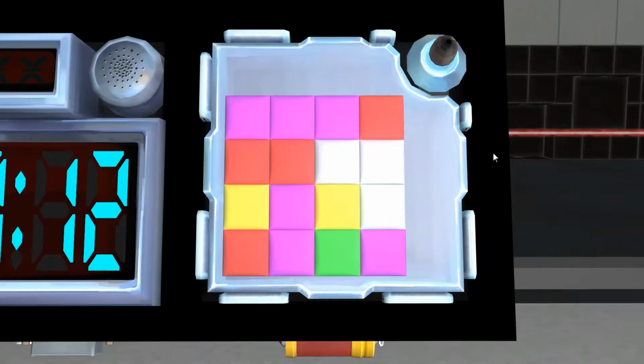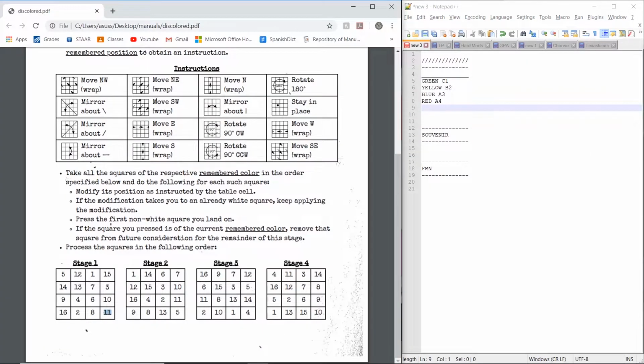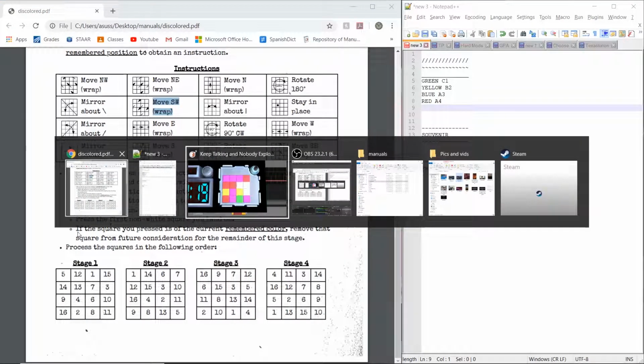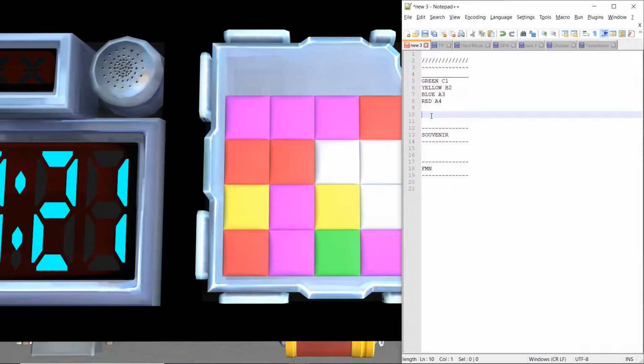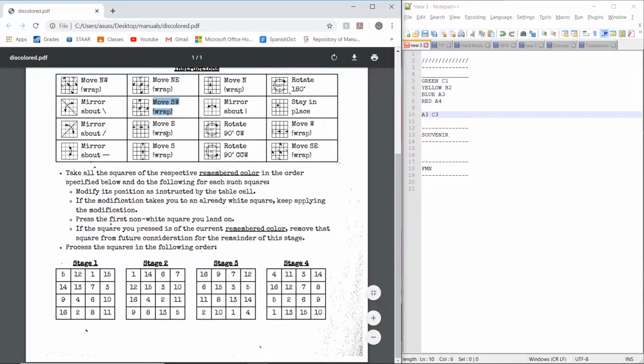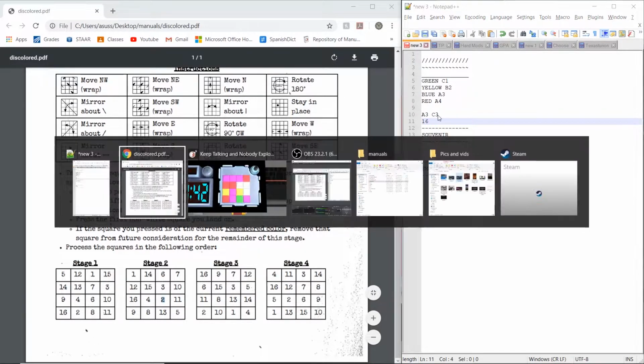Now we have yellow, and its position was Bravo 2, which is to move southwest. So we take all yellows, which is Alpha 3 and Charlie 3, and we move southwest from them. And again, since we're in stage 2, we have to find out the new order. So we have Alpha 3, which has a value of 16, and since 16 is the highest value, we're just going to press Charlie 3 first.